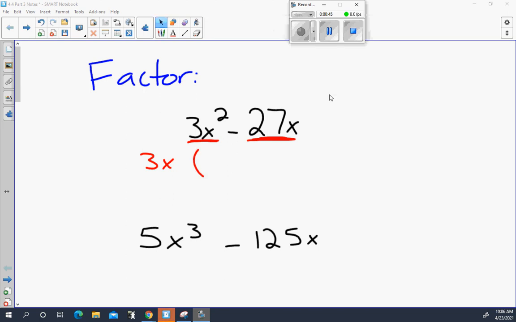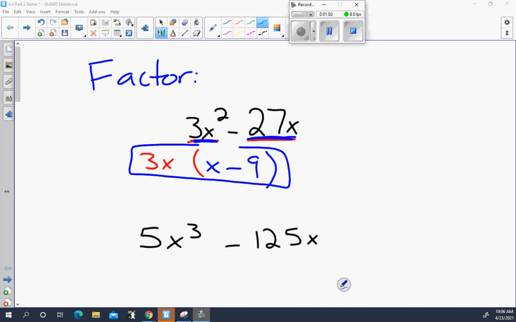What's left over from 3x squared if I take a 3x out? Just an x. Minus, and then I take a 3 out of 27. What's left? That's 9. And I took that x out, so there's nothing left. And that right there is my answer.